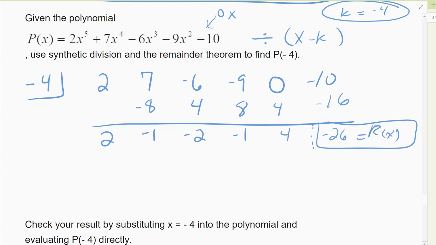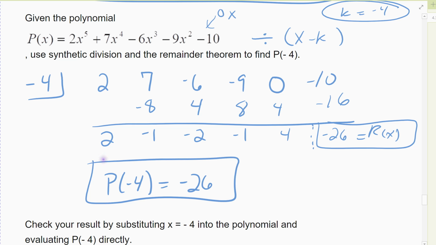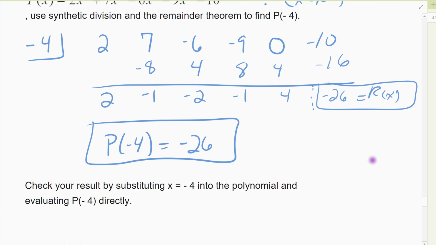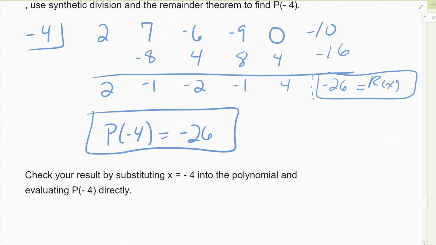And so all we're looking for is that; that's the answer. All right, so I know p of negative 4 is negative 26 using the remainder theorem, because that's what I should get in this case. Now, you can always check your answer, and we're practicing synthetic division at the same time. So we're using the remainder theorem and practicing synthetic division at the same time.